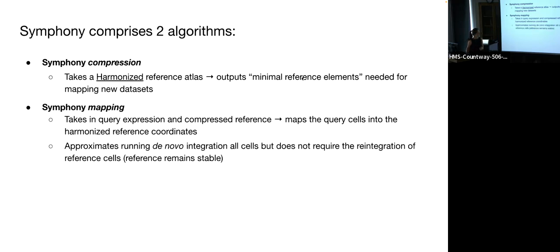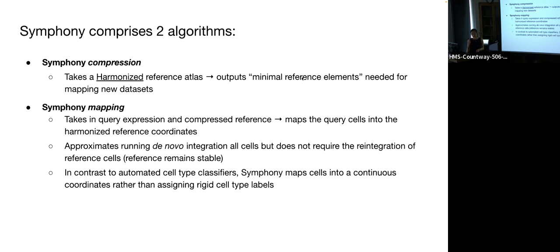It approximates running de novo integration on all the cells, but it does not require the reintegration of the reference cells, so the reference remains stable during that process. And in contrast to automated cell type classifiers, which are another kind of method, supervised methods that assign discrete labels to cell types, Symphony is able to map cells into a continuous coordinate space rather than assigning rigid discrete cell type labels.